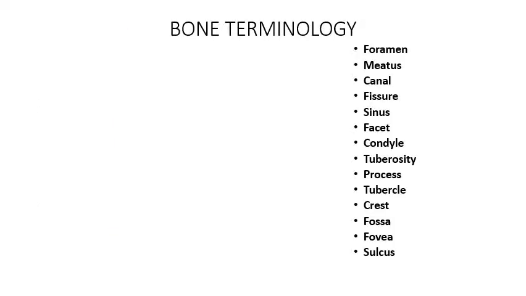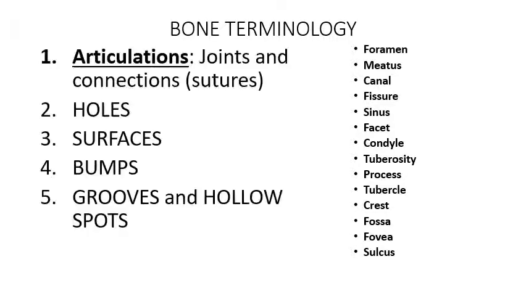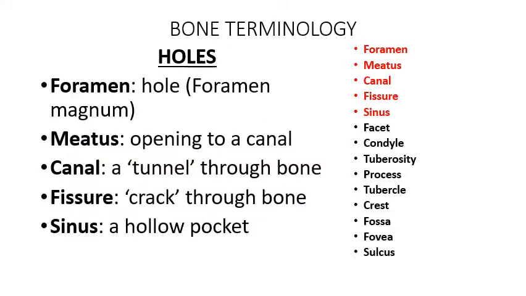All right, let's learn some really interesting terms to describe every bump and groove and curve that you would find on a bone. Okay, so first of all, articulations refers to joints, right? And then we also have special names for holes, special names for smooth surfaces versus rough surfaces. We have special names for bumps. We have special names for grooves and hollow spots and long flat surfaces within bones.